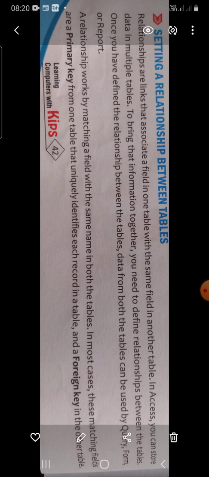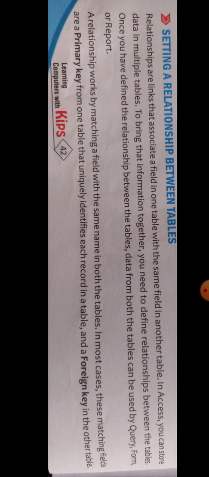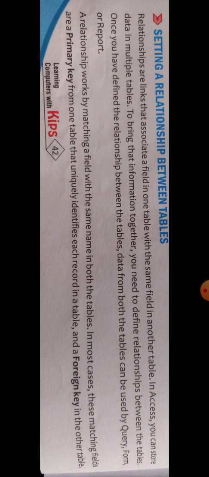And the next is setting a relationship between tables. Relationships are links that associate a field in one table with the same field in another table. In Access, as we can store data in multiple tables, that is more than one table, in order to bring all that information together, we need to define a relationship between the tables. That is, we need to connect all those tables.